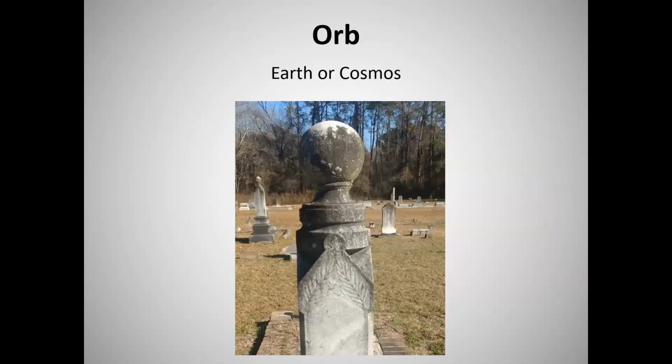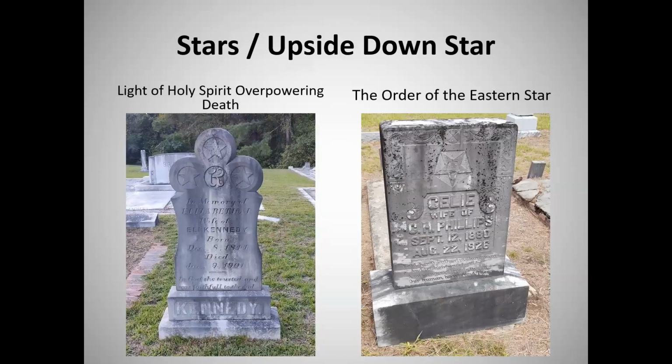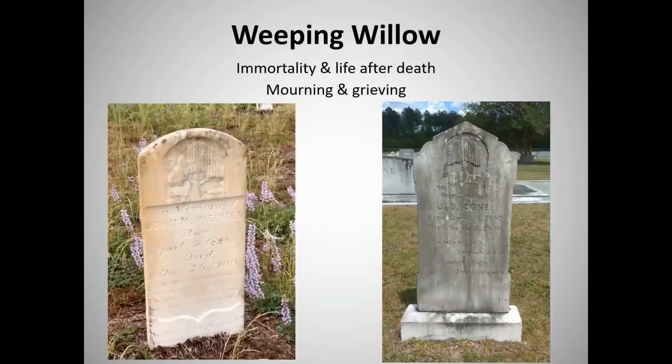An orb represents the earth and cosmos. Stars represent the light of the Holy Spirit overpowering death. And when you see three stars, it's usually representing the Holy Trinity. An upside down star is the Order of the Eastern Star. A weeping willow is immortality and life after death. And today we take it to mean mourning and grieving more, but it typically stood for immortality.